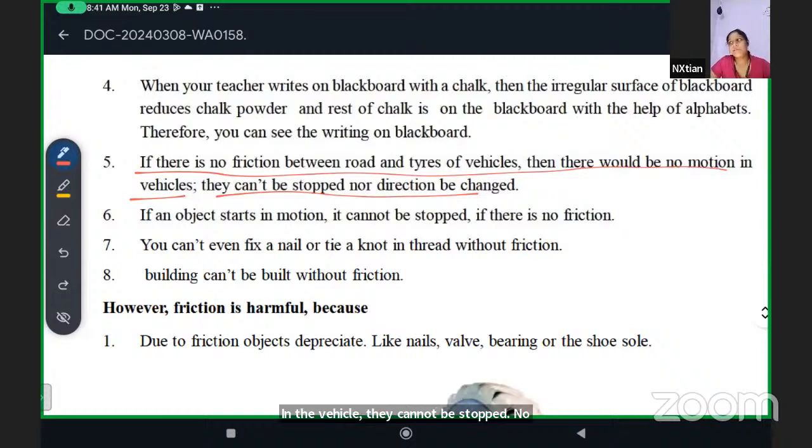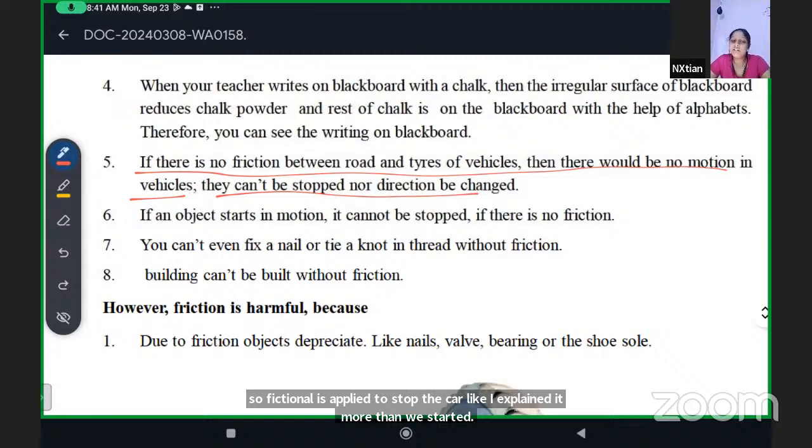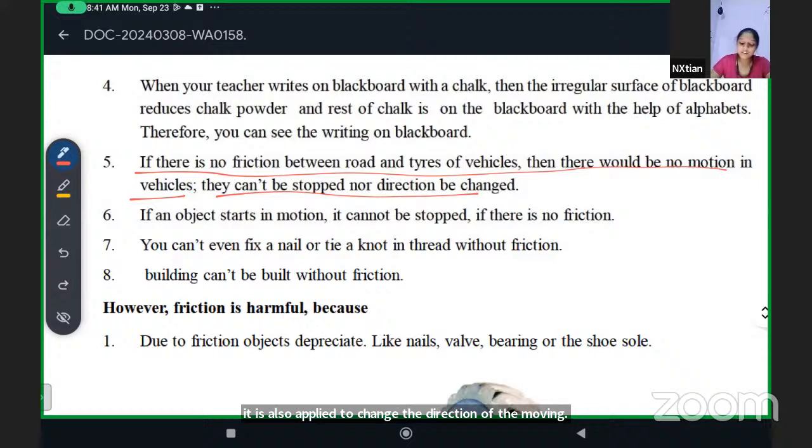Friction force is applied to stop the car, like I explained before when we just started the topic. Friction force is also applied to change the direction of the moving car. If an object starts in motion, it cannot be stopped if there is no friction.